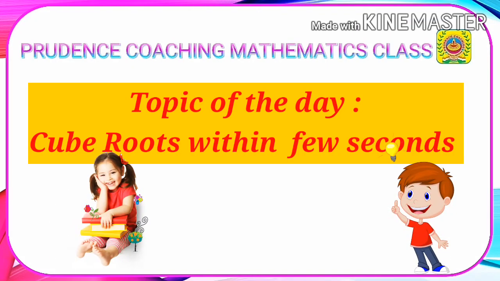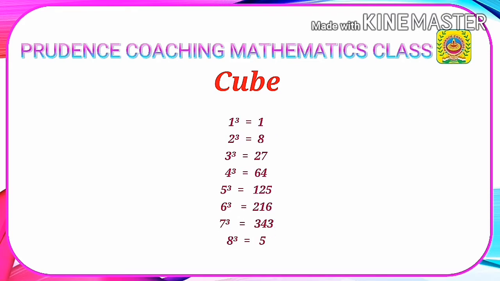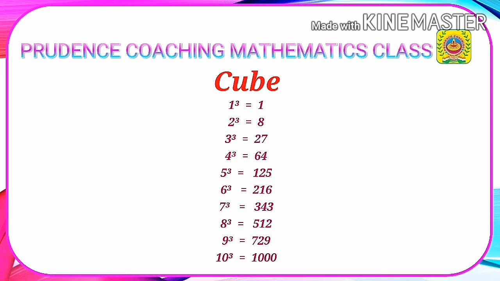For finding the cube root, you need to memorize the cubes of 1 till 10. 1 cube is 1, 2 cube is 8, 3 cube is 27, 4 cube is 64, 5 cube is 125, 6 cube is 216, 7 cube is 343, 8 cube is 512, 9 cube is 729 and 10 cube is 1000.